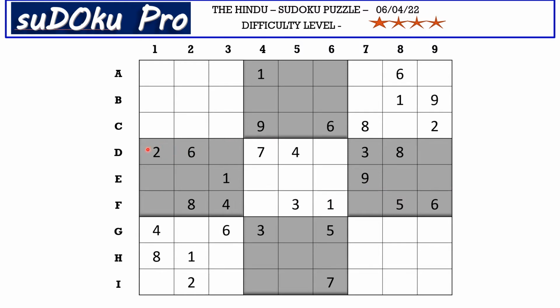Let's start with D row. There are 3 empty cells in D row and the missing numbers are 1, 5 and 9. There is a 5 and 9 blocking this cell. So D9 takes 1. Now the remaining numbers are 5 and 9. You have a 5 blocking here. So D6 takes 9 and D3 takes 5.